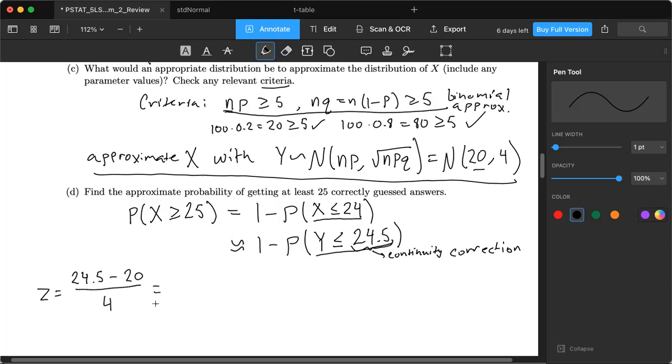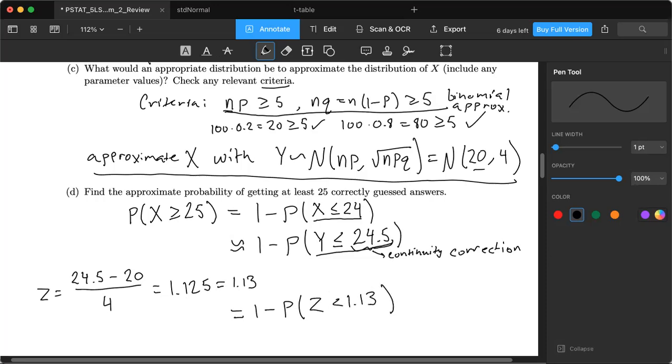So this is equal to 4.5 divided by 4, which I need to pull out my calculator. 4.5 divided by 4 is equal to 1.125. And remember, for z-scores, we round to 2 decimal places, in the appropriate manner. So we got a 5 here, so this is 1.13. So now we have that this probability is equal to 1 minus the probability of z being less than 1.13.